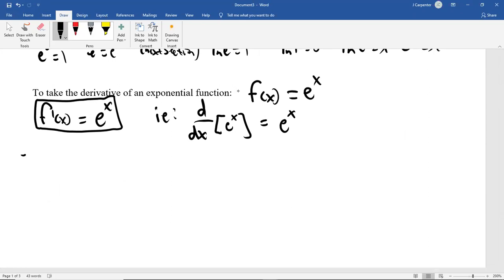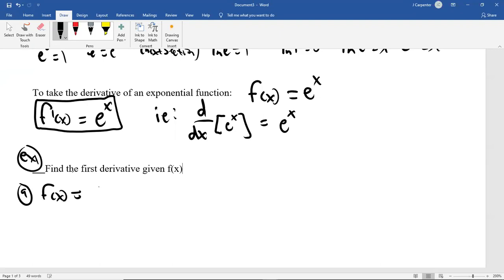So for example 1, let's find, why is that underline still on? Find f prime of x, find the first derivative, given the original function. We're finding f prime of x, or df dx, however you like to write it. So f of x is going to be 5 e to the x. I'm not going to do any examples where it's just e to the x because that example would literally be the definition. I got to throw other things in there.